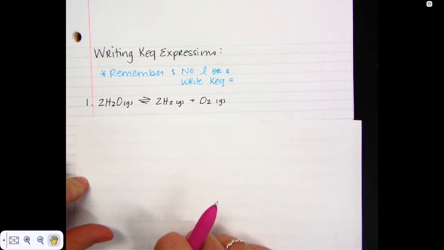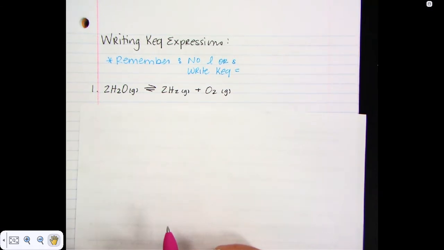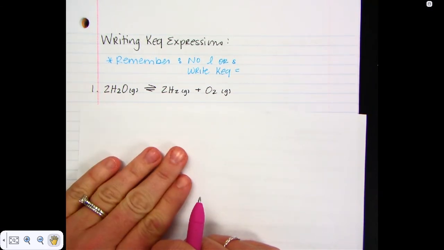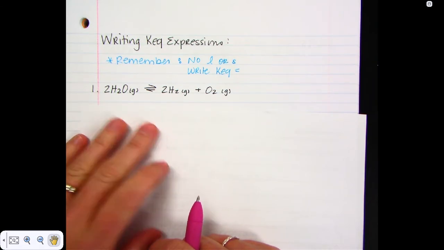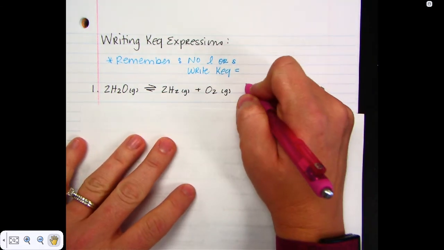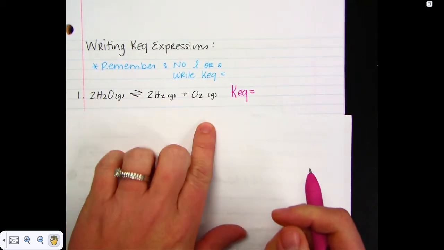H2O gas yields H2 gas plus O2 gas. So the first thing I'm going to do when I see this is go through, and if there's any liquids or any solids, I'm going to cross them out. I don't have any of those here, so I'm going to go into writing my Keq expression. So Keq equals products on top.